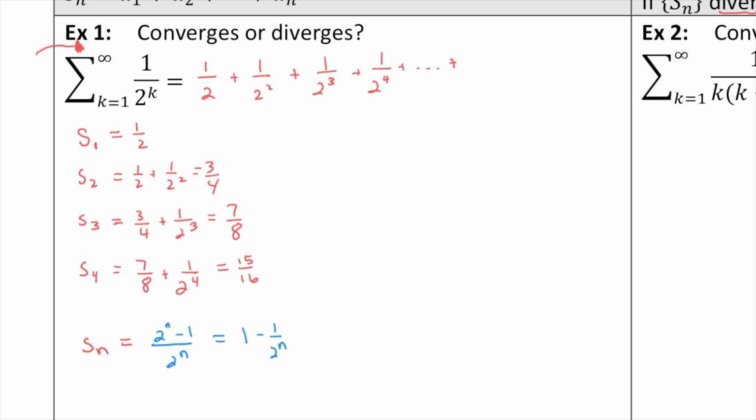Next, we're going to find the limit of Sn, because if the limit of Sn has a solution as n goes to infinity, then our infinite series will have a solution. And you can see that as n goes to infinity, Sn is heading to 1, which tells us that the sum from k equals 1 to infinity of 1 over 2 to the k is going to be equal to 1, because it converges.